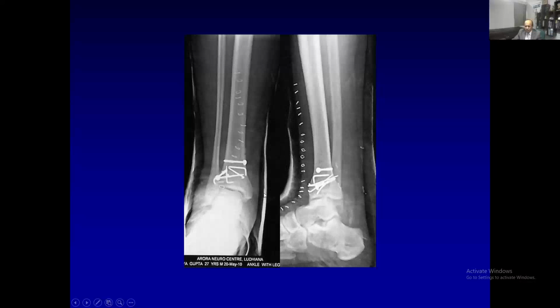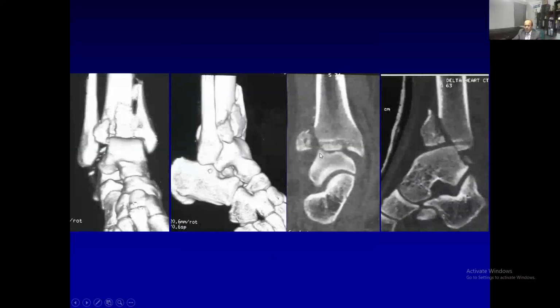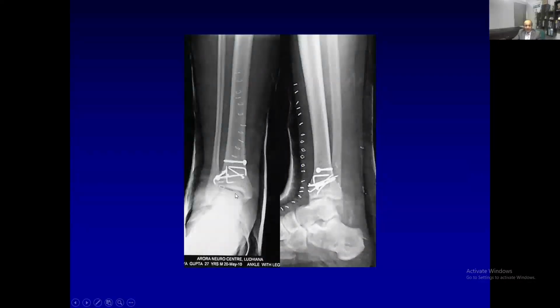Now here, though it doesn't look that bad, there were many chips. You can see the talus top and the talus back. There were multiple small chips of bone floating all around in the ankle joint, which had to be removed. The talar superior surface was also very raw and rough in many places, and the distal articular surface of the tibia, of course, had multiple fracture fragments. So though the X-ray looked good, we knew these were raw surfaces.